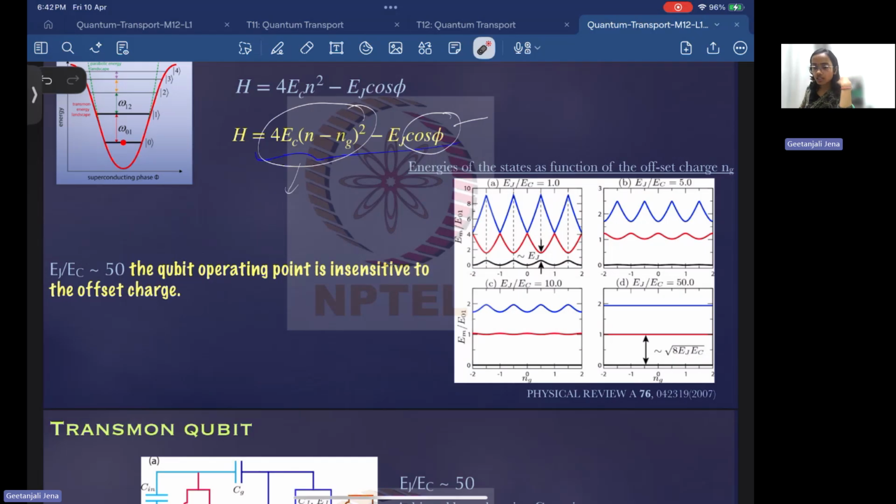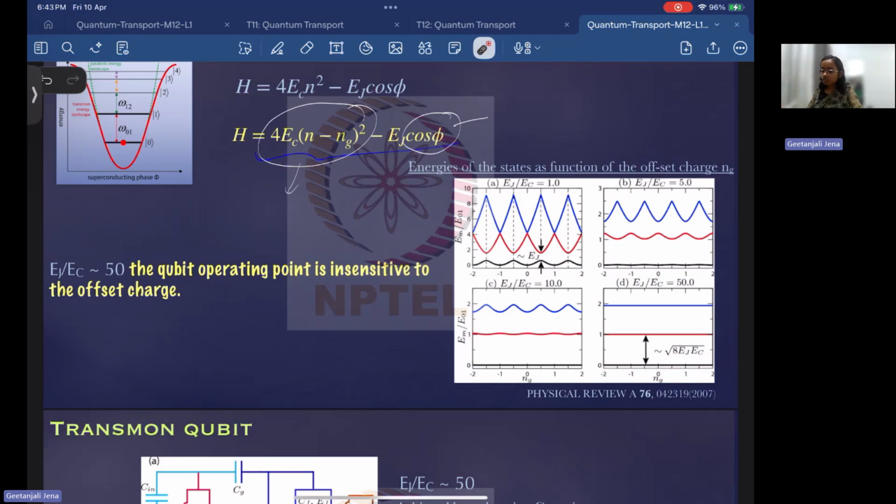Now, when we increase the EJ by EC ratio from 1 to 5, we can see that we are able to minimize this fluctuation to an appreciable value. When we increase it further, the fluctuation in this state is mostly minimized, but there is some fluctuation in this upper state. And when we take EJ by EC equal to 50, we can see that the fluctuation is completely eliminated across these energy levels.